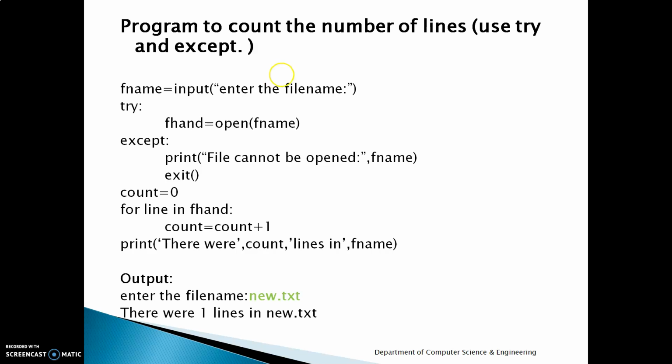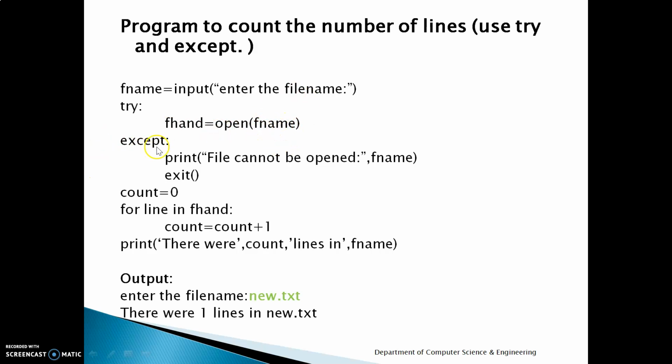So what are you trying to do here? Accepting the file name from the user. Then try f equal to open fname. So your mode is not specified, you have just given the file name. Now why are we putting it in the try block? So that if the file doesn't exist, it gives you a file not found error, right? Or if there is some problem opening it.